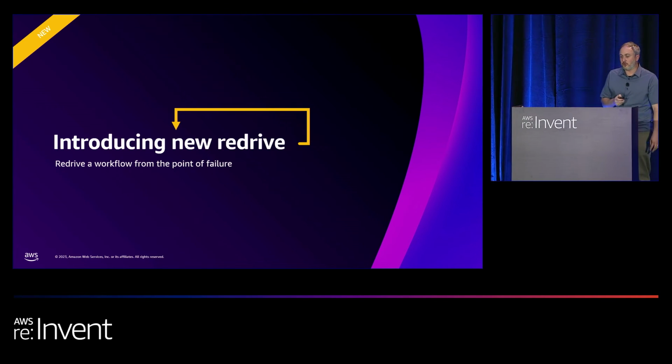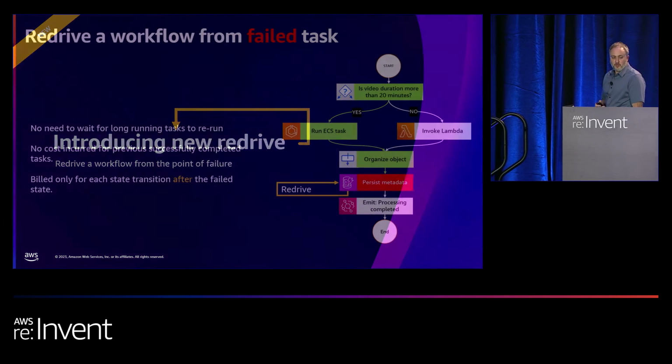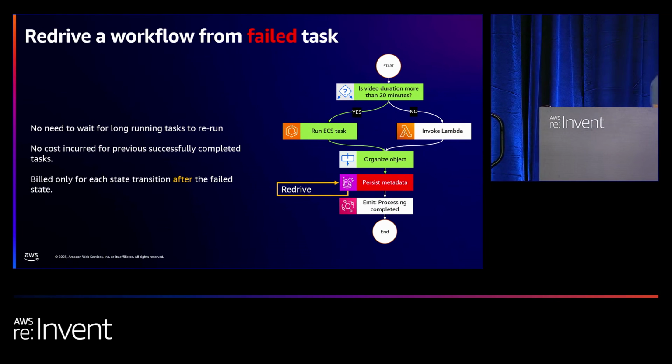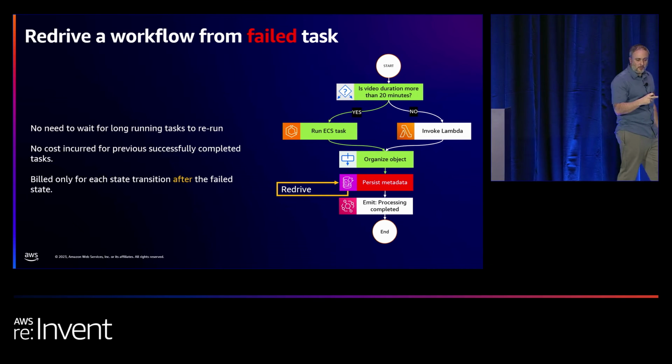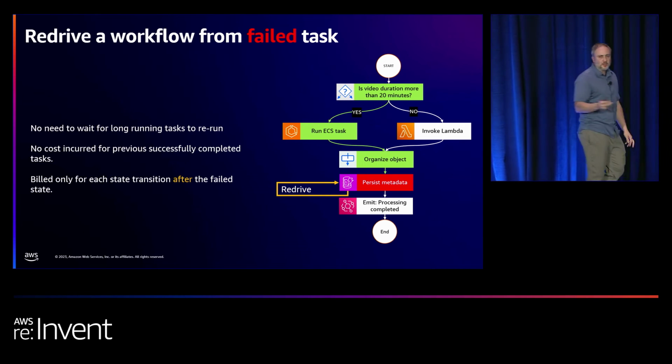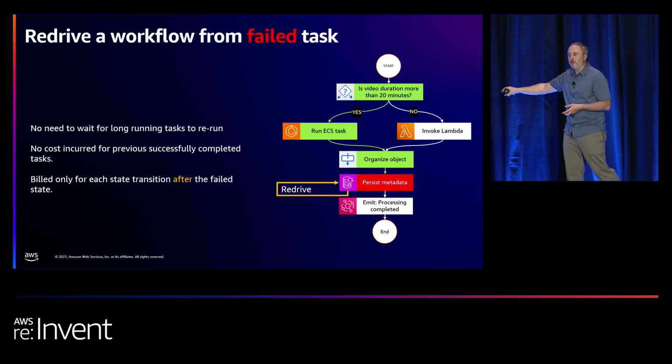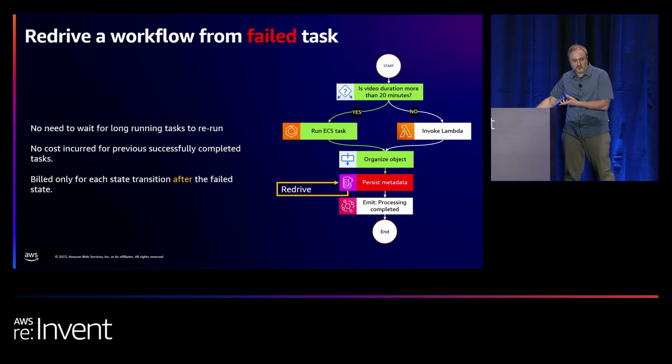So we launched this about 2 weeks ago. It's called redrive, and what this allows you to do is exactly that. If a state in your workflow fails, you can now restart it from that failure. Now, these are for errors that you didn't catch, things like incorrect IAM permissions, or something broken in the service downstream that you need to resolve.